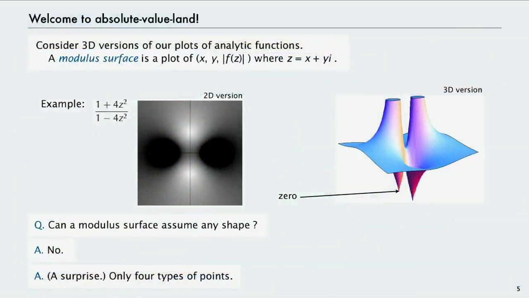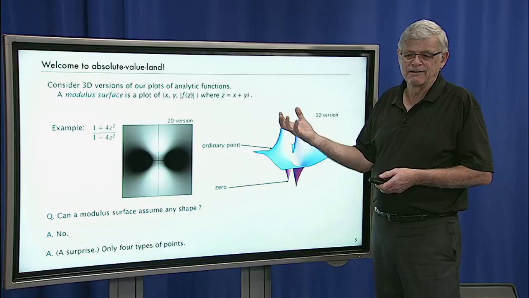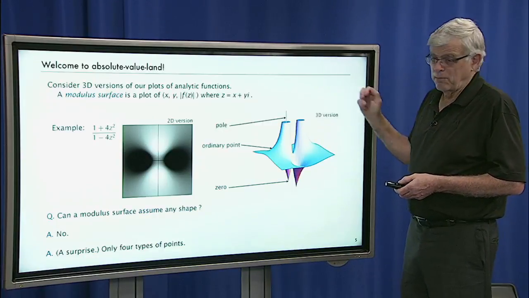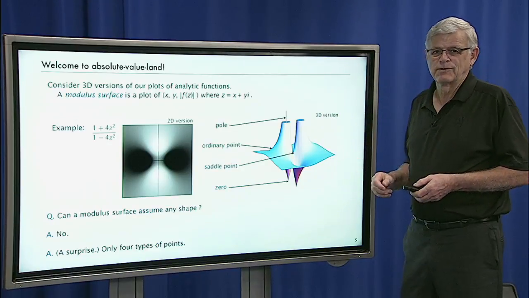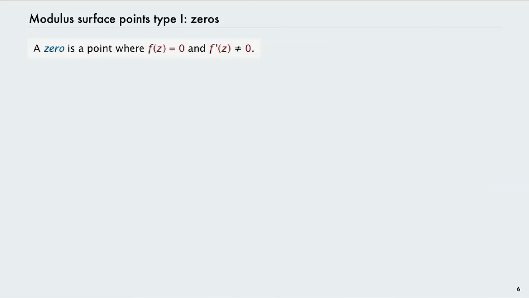There's zeros, where the absolute value of the function actually gets to 0. In this case, that's i over 2 and minus i over 2. There's ordinary points, which is pretty much everything else, where these things are very smooth. And it's not surprising they're smooth, because analytic functions are smooth. They're infinitely differentiable where they're defined. And then there's poles, which we've already talked about. And then there's a 4th type of point called the saddle point, and that's what we're going to focus on in this lecture. Okay, so let's go through these types of points one at a time.